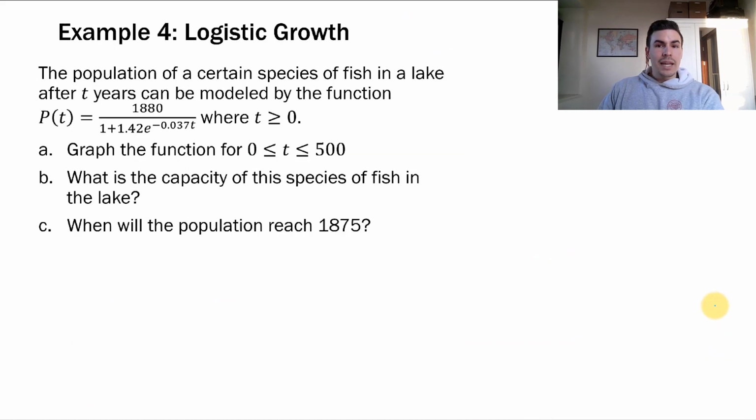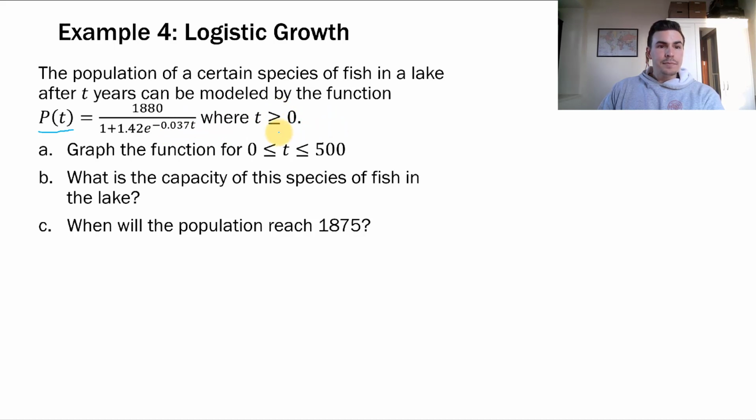Okay, last one. Now we're looking at our logistic growth. We're given the population of a certain species of fish in a lake after t years, and it can be modeled by this function here. Our population is P, and we're given 1880 in our numerator over 1 plus 1.42 e to the negative 0.037t, where t is greater than or equal to 0.